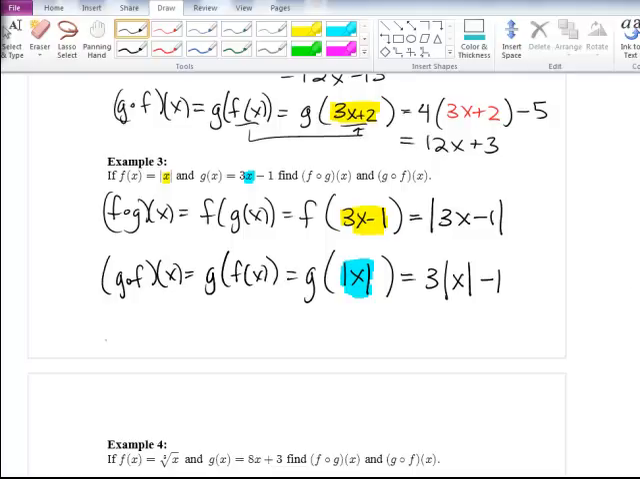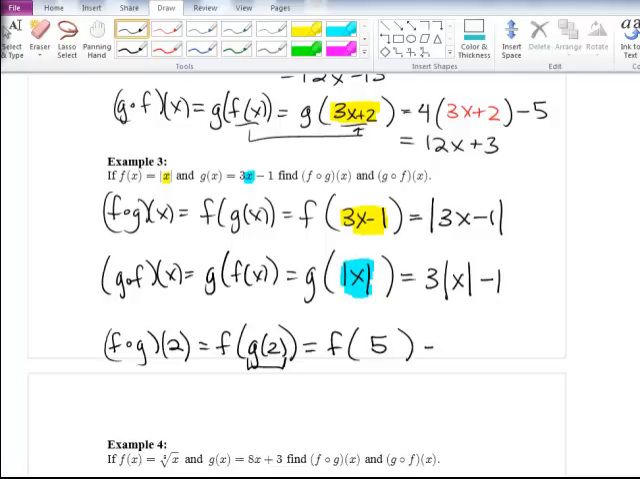Just to see a little something different, what if we wanted to evaluate this as a number? So if I have f circle g of 2, for example, we could just use this pattern, 3 times 2 minus 1 absolute values, or we could look at it this way too. We could say, well, g of 2 is 3 times 2 minus 1. So g of 2, if we work from the inside out, would be 5. And then we take 5 and put it into f. So we have absolute value of 5, which is the same as if we'd gone straight to this absolute value of 3x minus 1 and put x equals 2 in there.